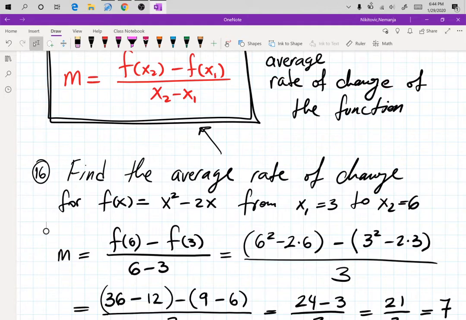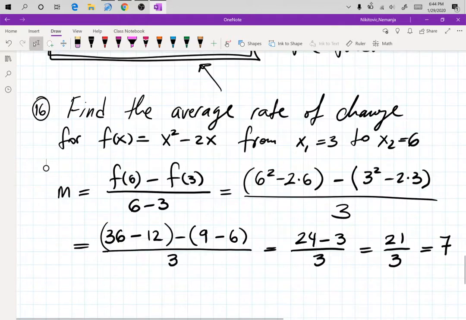So x squared minus 2x becomes 3 squared minus 2 times 3, because now your x is replaced by 3. So that's this puppy here. So you have your f of 6 minus f of 3. And then 6 minus 3 is 3 on the bottom. From there, you follow calculations.